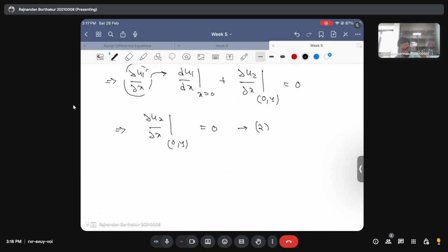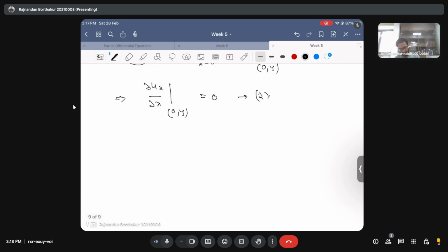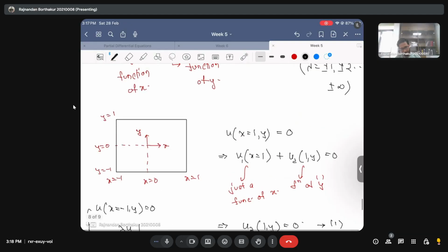And then let's try to see the boundary conditions in y as well. As I know, I said that u for all x at y equal to 1, which is basically on this face, I know that u is 0.